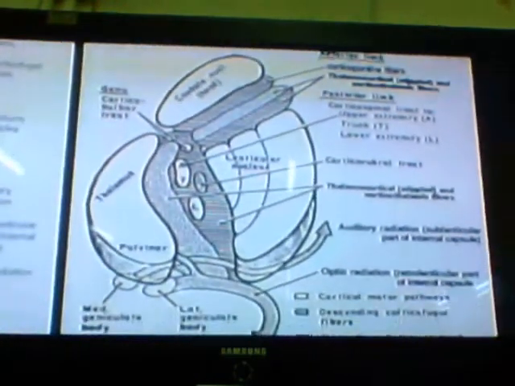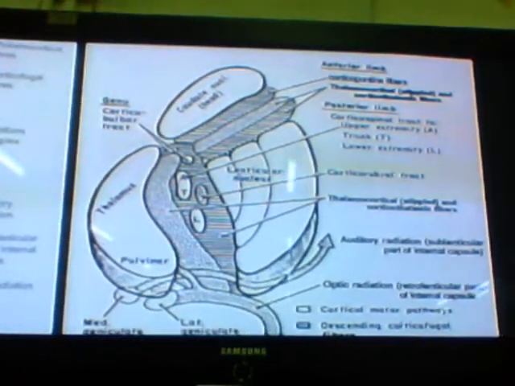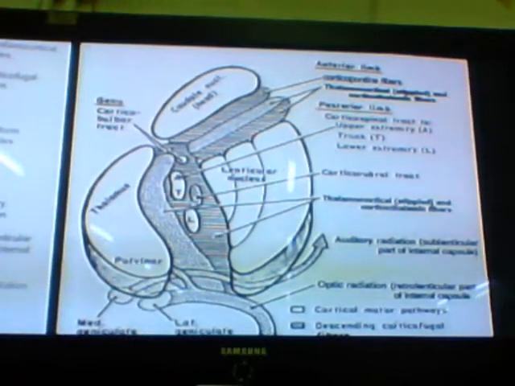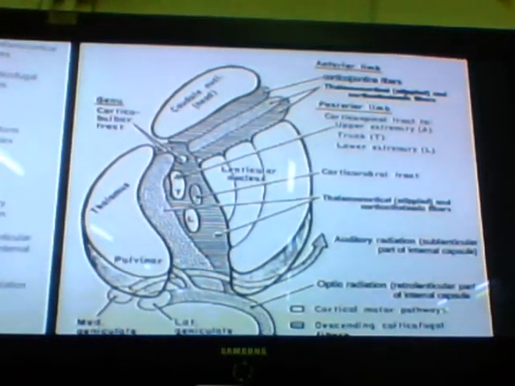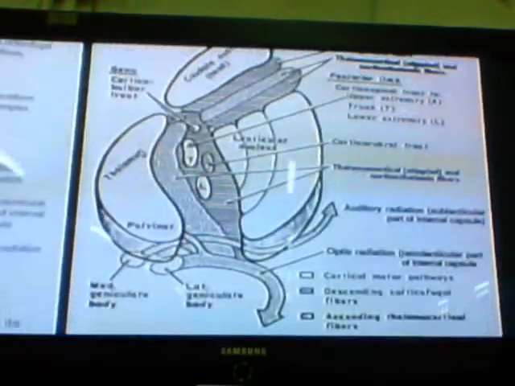Is what's going to be dealing with respect to the limbs and your trunk. And we can arrange it. We know anteriorly as it relates to the upper limb, the mid part as it relates to the trunk, and more posteriorly as it relates to the lower limb. We can arrange these fibers in the internal capsule.